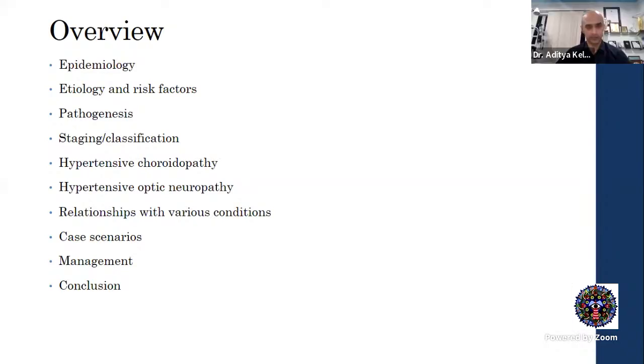This is how the lecture is going to proceed today. First of all, we'll have a look at the epidemiology, then etiology, risk factors, pathogenesis, and the staging and classification. And apart from hypertensive retinopathy, we also have hypertensive choroidopathy, optic neuropathy, and the relationship with various conditions, some clinical scenarios, management, and then conclusion.